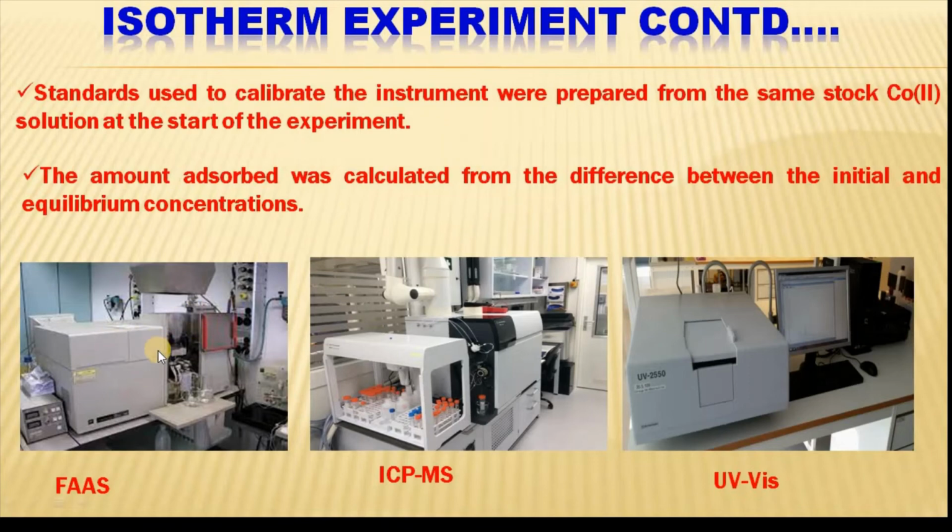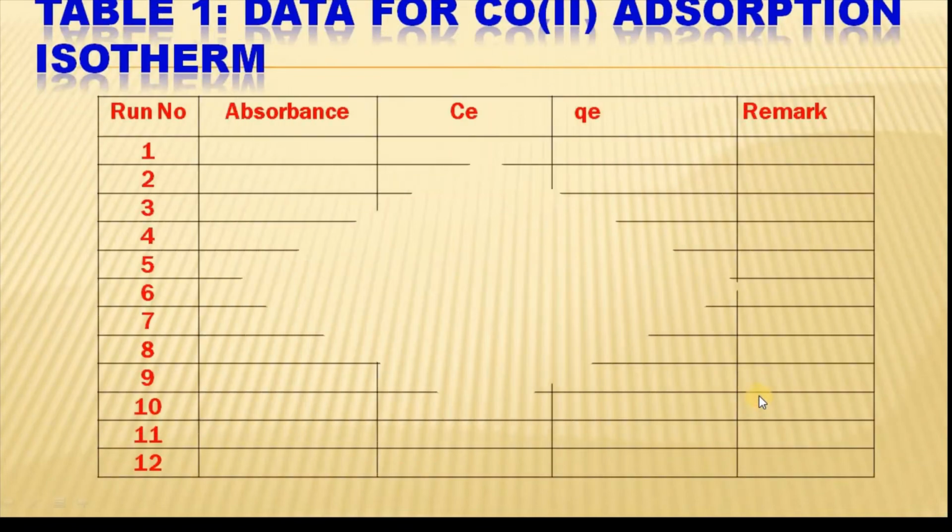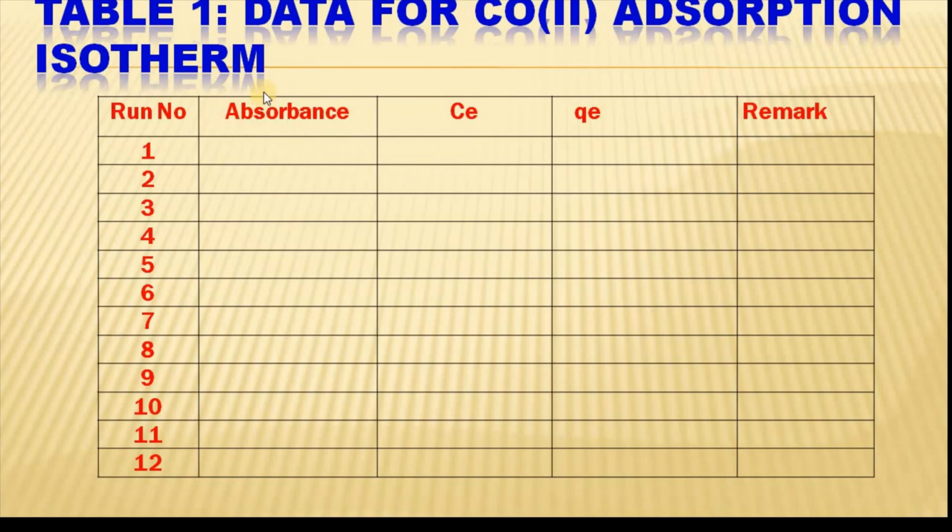So for metal ion, we use flame atomic absorption spectrophotometry. For non-metal ions such as phosphate or metalloid, we use ICP-MS. For organic dyes, we use UV visible spectrophotometry. Then data for cobalt adsorption isotherm. So we measure absorbance, then equilibrium concentration, then equilibrium amount adsorbed. So this is how we can easily carry out adsorption isotherm experiment using continuous mode adsorption process.